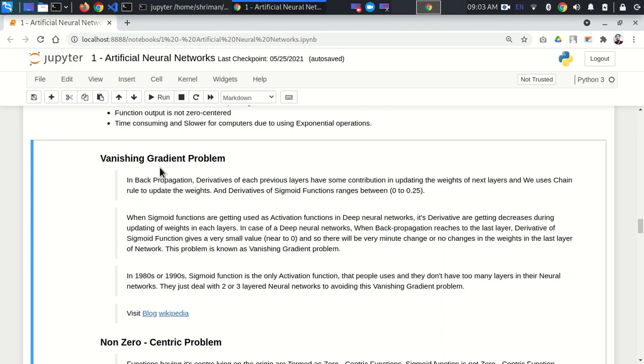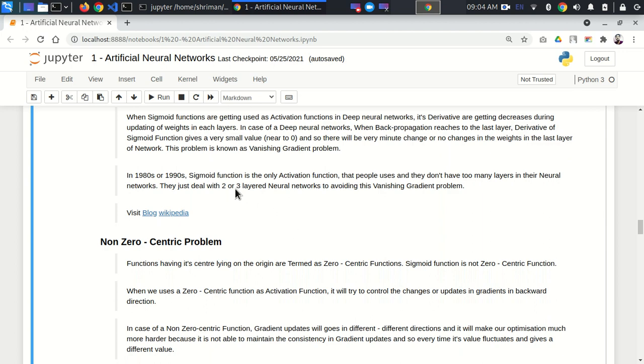In the 1980s or 1990s, the sigmoid function was the only activation function that people used, and they didn't have too many layers in their neural networks. They just dealt with 2 or 3 layered neural networks to avoid this vanishing gradient problem, and that's why they were not able to get very good accuracy, right? So if somebody asks you in an interview what your understanding of the vanishing gradient problem is, or if you are talking about the disadvantages of the sigmoid function, you have to introduce this problem, right? So this was the problem.